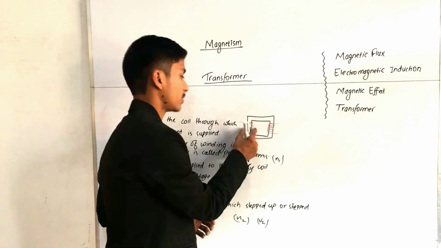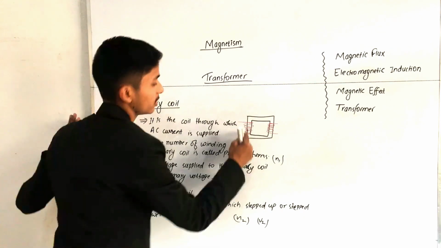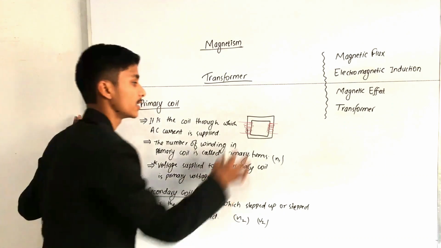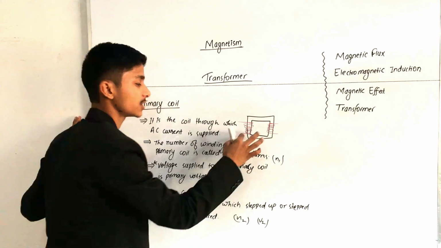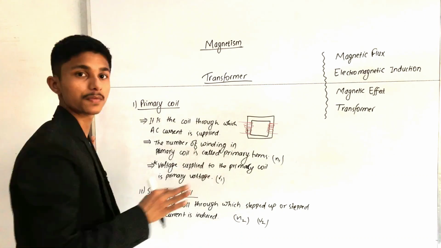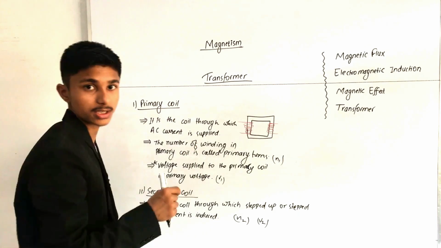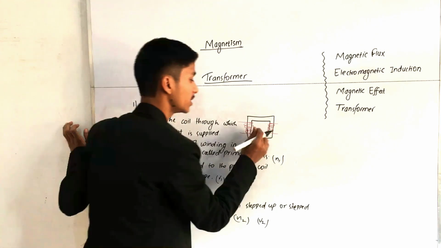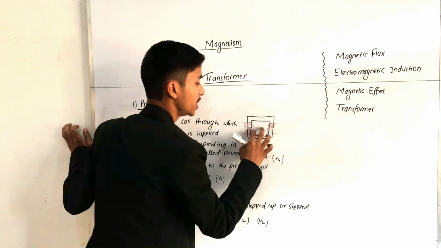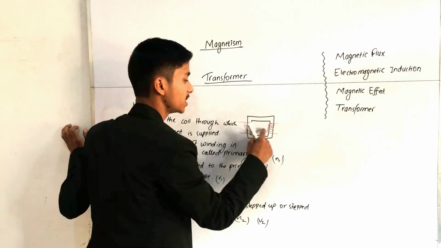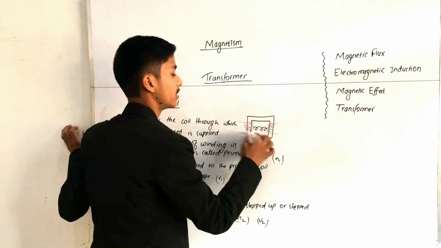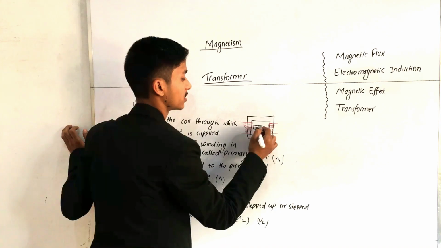is transferred to this primary coil, then the magnetic lines of force change, its magnetic field also changes, and due to this change in magnetic field, magnetic flux gets changed, and when magnetic flux gets changed, then EMF is induced. It means it is transferred to this slowly.